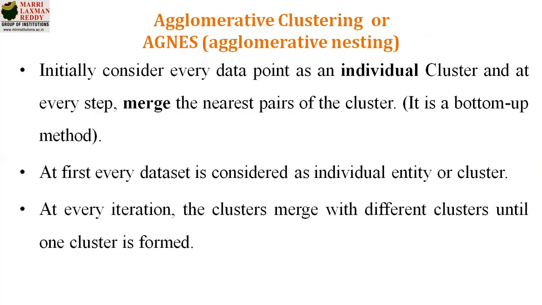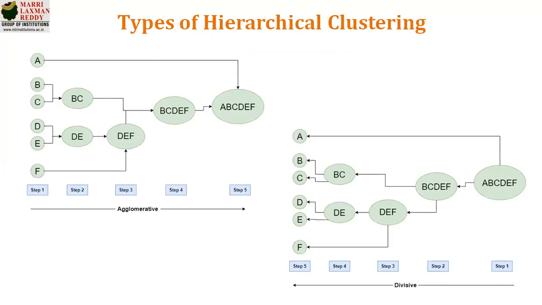Talking about the first algorithm, called agglomerative clustering, as I said, it also has an abbreviation called agglomerative nesting. In short form, we call it AGNES. So what is this algorithm? What is the meaning of agglomerative? As I said, it is a bottom to top approach. Initially, we consider every data point as an individual cluster. That's what we have seen here. Here you can see an individual data point is considered as one cluster. From there, we'll be starting the concept.